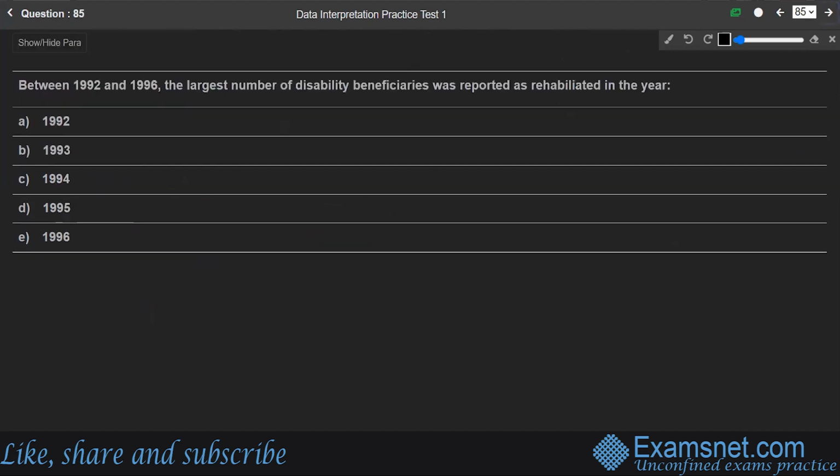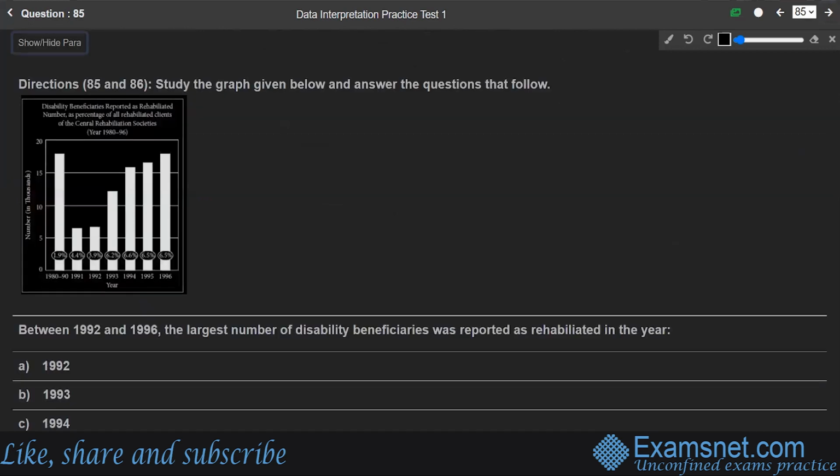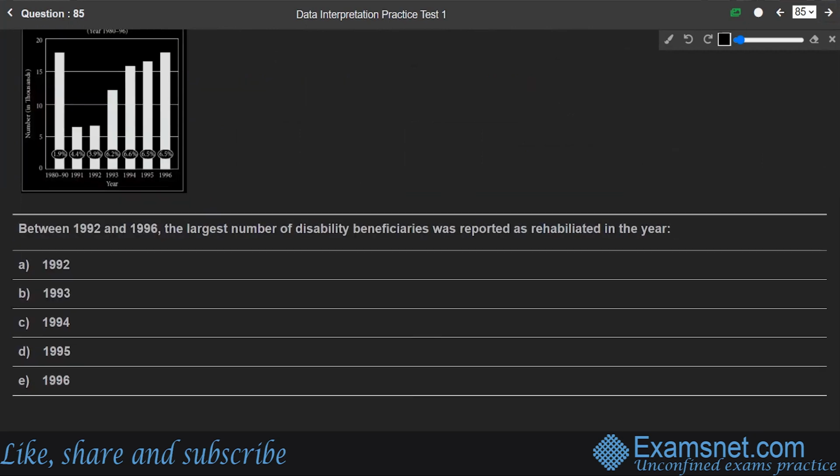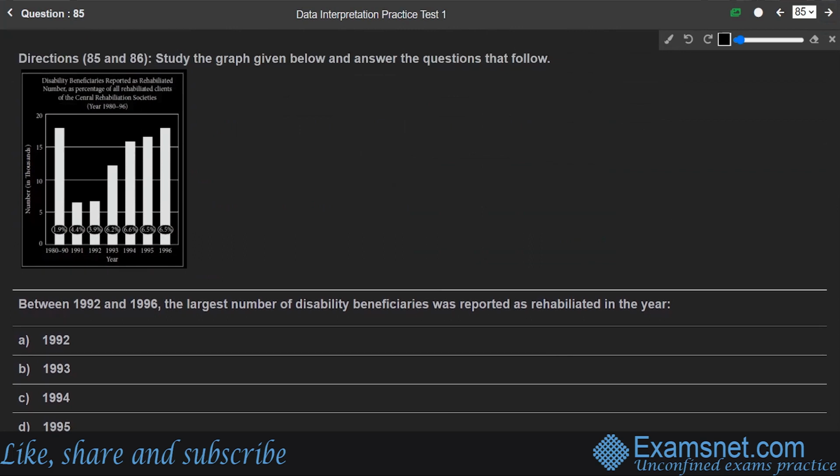Now, we have a different bar graph. Let us study the bar graph first, and only then answer the question. The title of the bar graph is Disability Beneficiaries Reported as Rehabilitated, Number as Percentage of All Rehabilitated Clients of the Central Rehabilitation Society. The data is from the year 1980 to 1996.